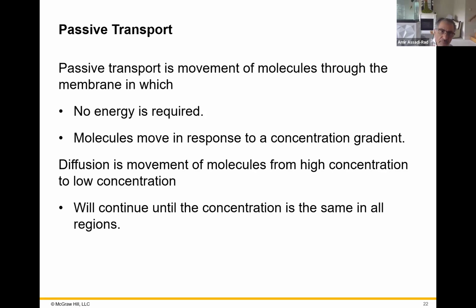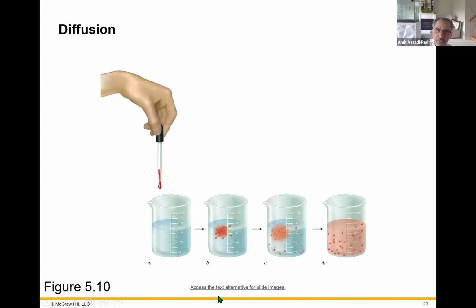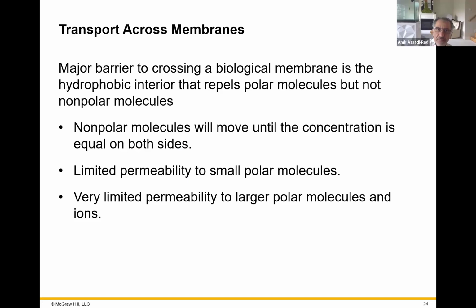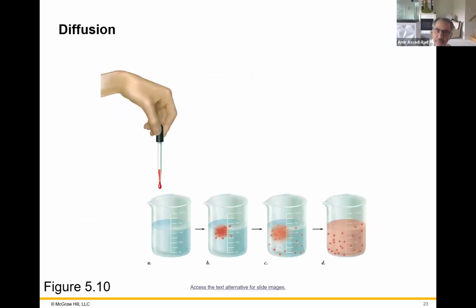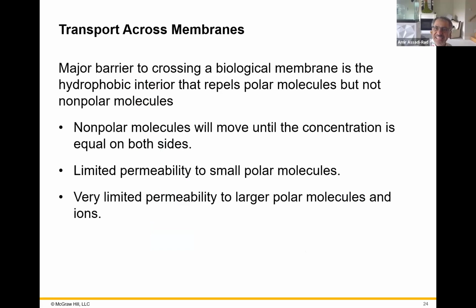Okay, so diffusion is the movement of molecules from high concentration to low concentration, and it will continue until the concentration is the same in all regions. Right here, we did this in the lab. You guys remember this? Diffusion. And then transport across a membrane. There is no membrane here, but let's say there is a membrane. What will happen?